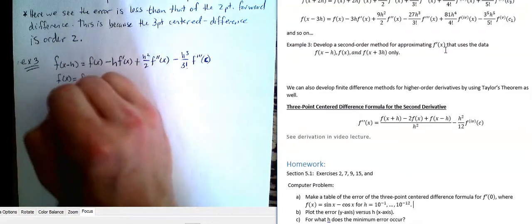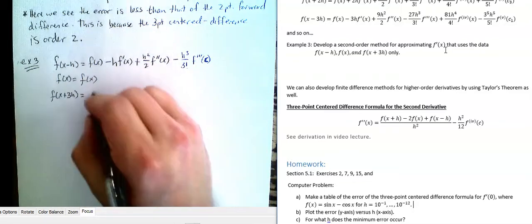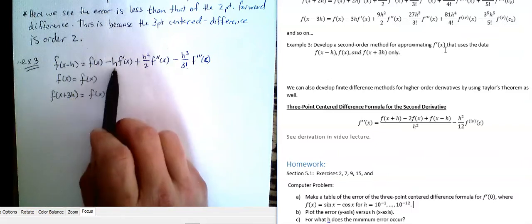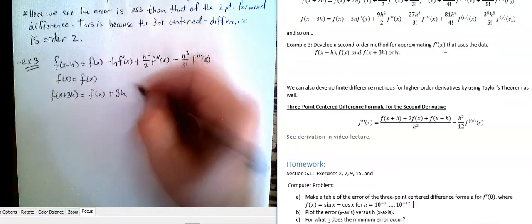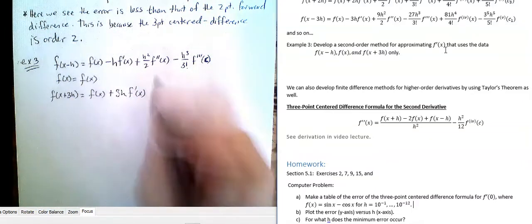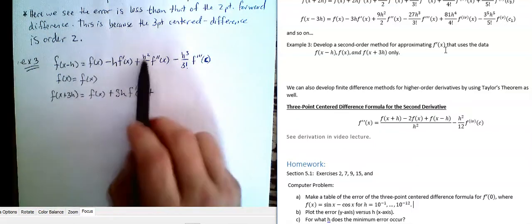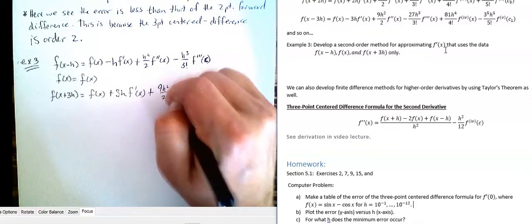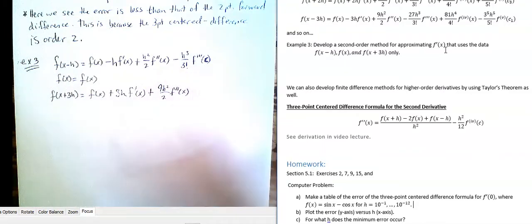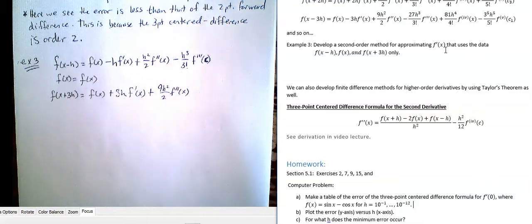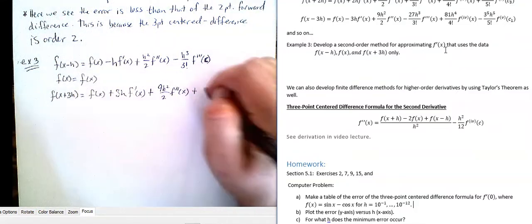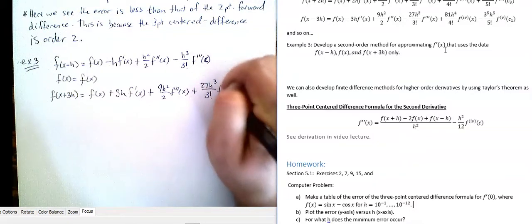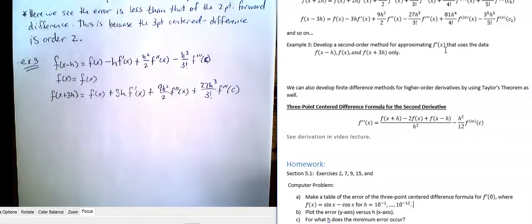And f of x plus 3h, well, what's that? Well, the first term's f of x, plus, now it's just this 3h replaces that negative h, right? So 3h f prime, plus, this 3h replaces that h, so 3h squared is 9h squared over 2 f double prime, and then 3h replaces negative h, so 27h cubed over 3 factorial f triple prime of c. Okay.